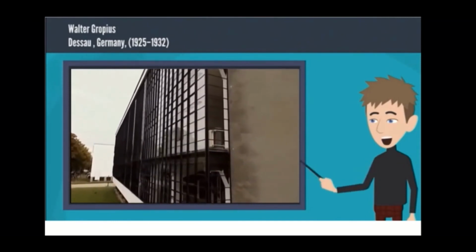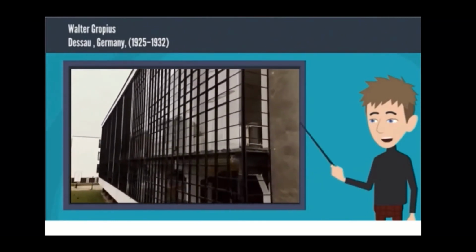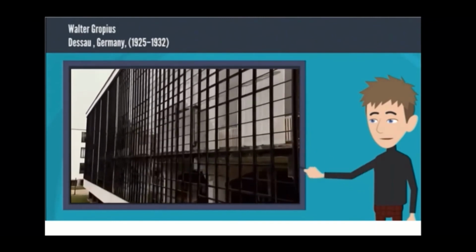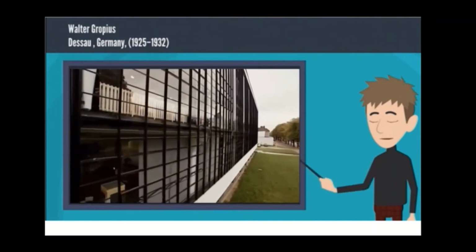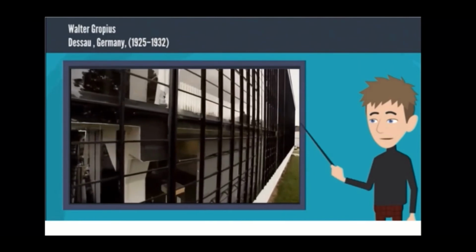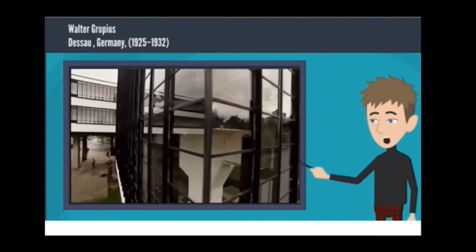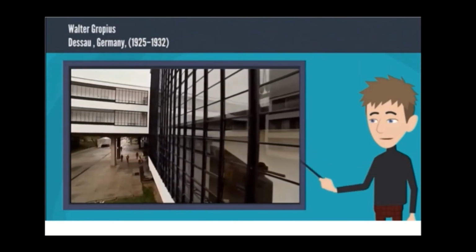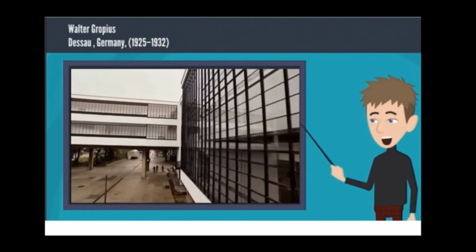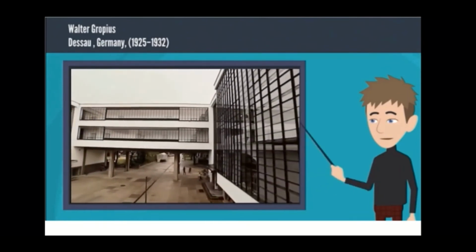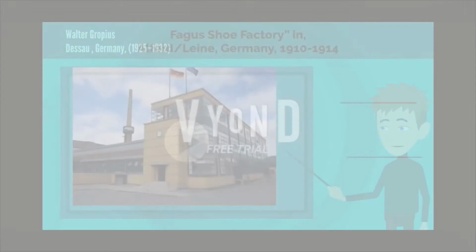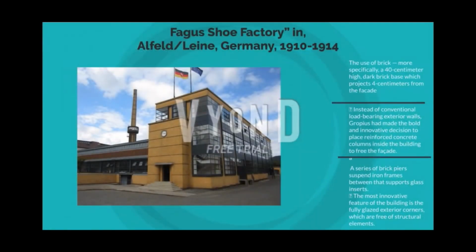Functionalism, innovative usage of modern materials, such as the glass curtain walls in the facades. Horizontal windows. An absence of ornamentation. The use of brick, more specifically a 40 cm high, dark brick base which projects 4 cm from the facade.